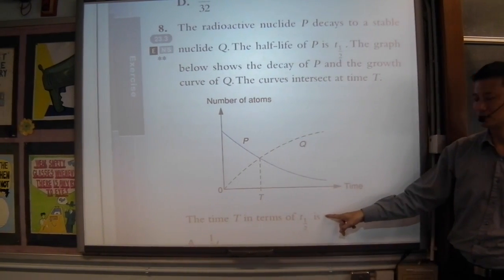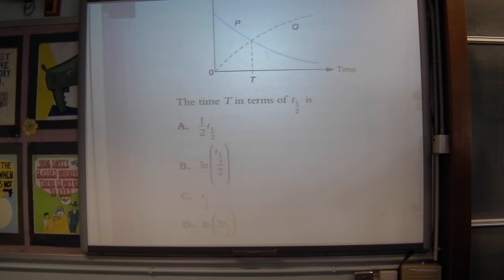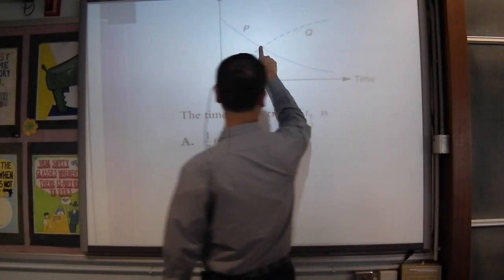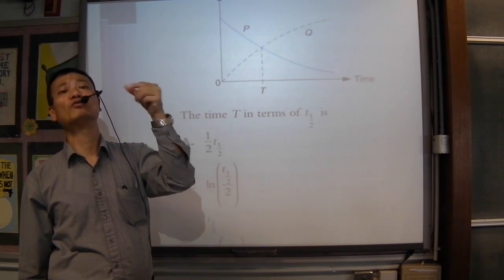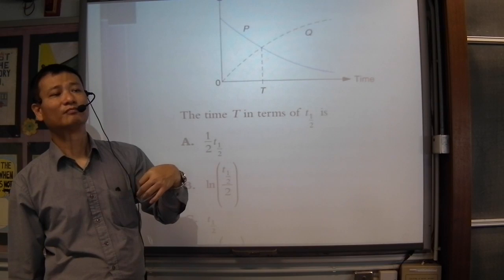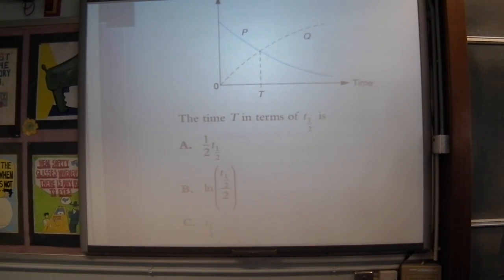Now the time T in terms of half-life: the answer for this question is C. Why? Because at that moment, the amount of P and the amount of Q are the same. What does that mean? That means half of the P has been converted into Q. So that time is the half-life. Since Q is produced from P, equal amounts mean half of P has become Q, so one half-life has passed.